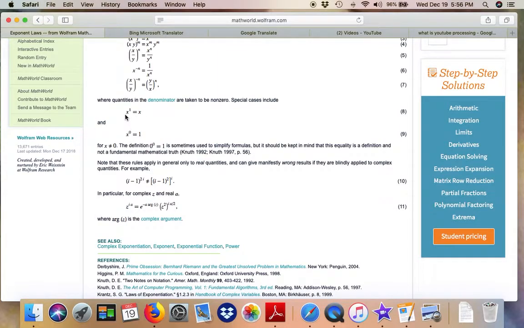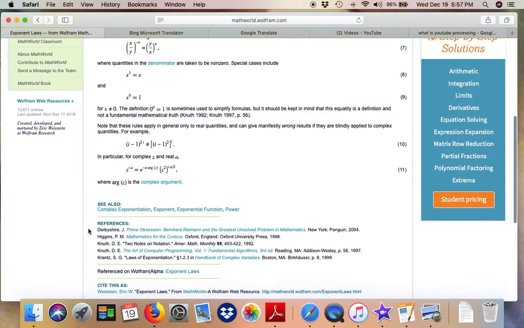So negative 1 to the 1 equals negative 1. 0 to the 1 equals 0. 1 to the 1 equals 1. 2 to the 1 equals 2. 3 to the 1 equals 3. 4 to the 1 equals 4. And 5 to the 1 power equals 5. And negative 10 to the 1 power equals negative 10.